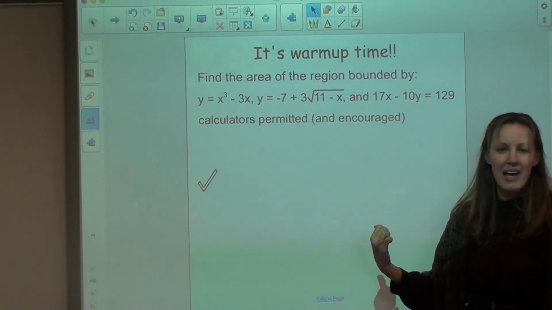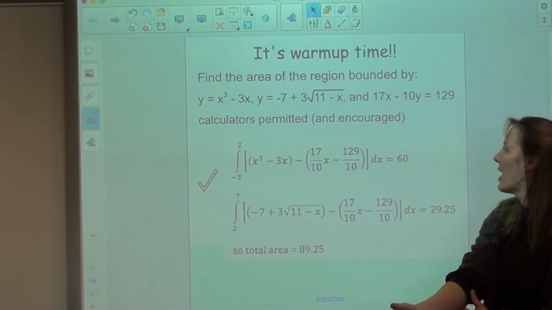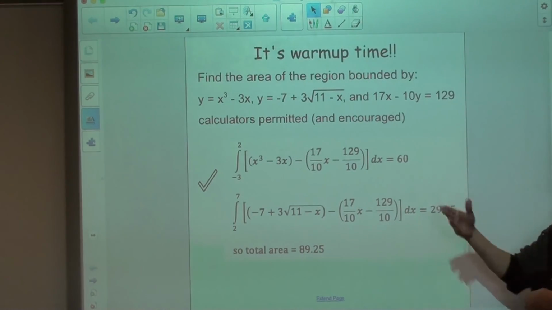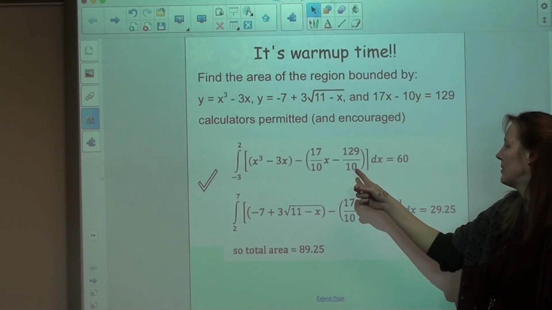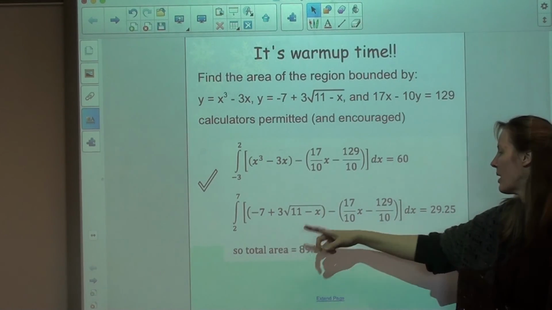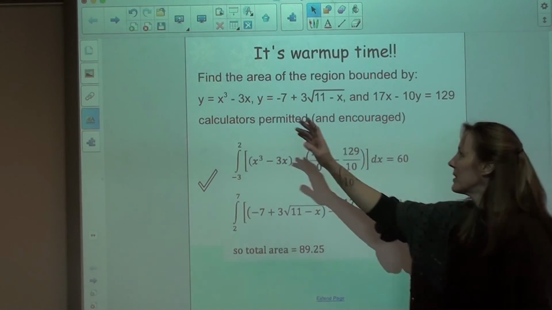For the warm up today, we've already gone through it, let's put the answer up. You have two different tops for your region, so you have to do two different integrals. One from -3 to 2 with this top and the linear bottom, and then one from 2 to 7 with the radical top and the linear bottom. Add them together and you get your total area.